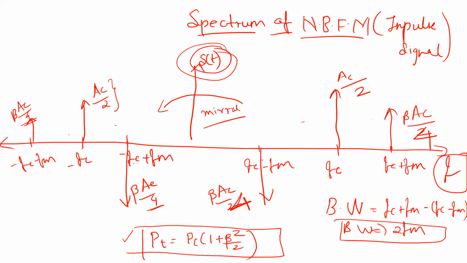Yes. Did you write this formula, this one, bandwidth and this one? Yes, finished already. Let's go. I'll just explain what this PT is. PT is basically the transmitted power of the modulated signal of FM.